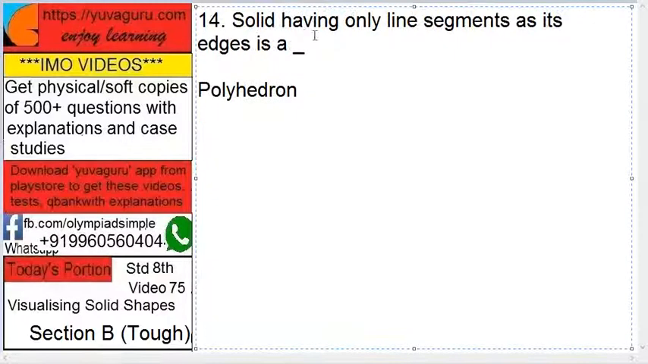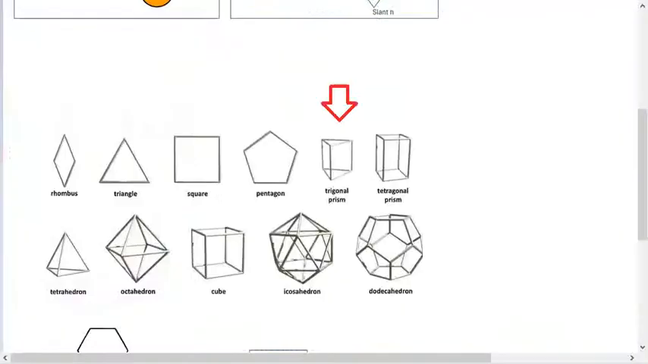Next, solids having only line segments as its edges is a, that is called a polyhedron. See, all these are polyhedrons. These are not two-dimensional but 3-dimensional figures, and they are polyhedrons. So why? Because they have edges. A sphere is not a polyhedron. Why? Because it doesn't have any edge, right?